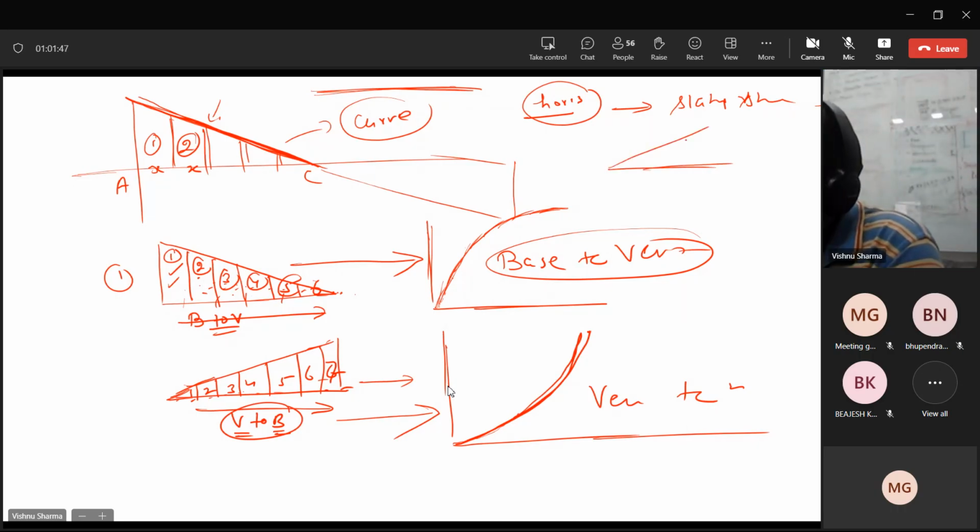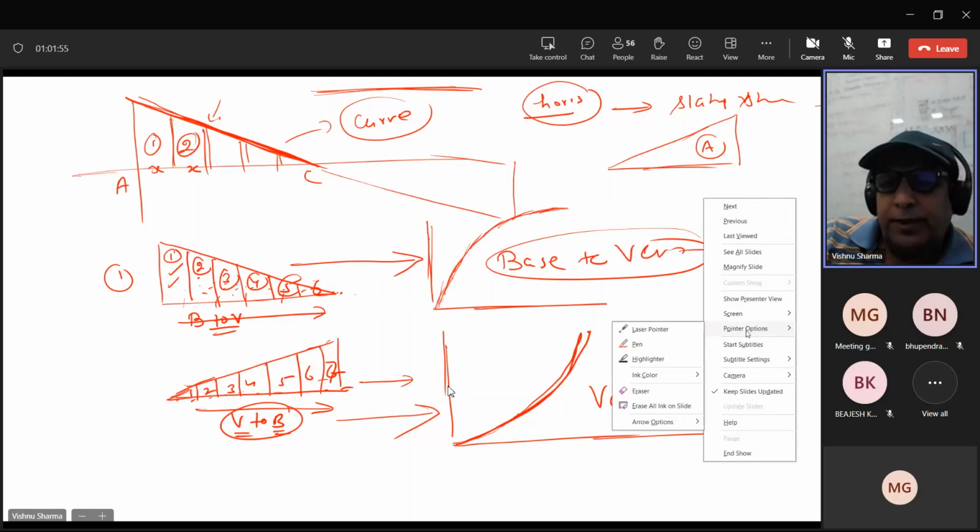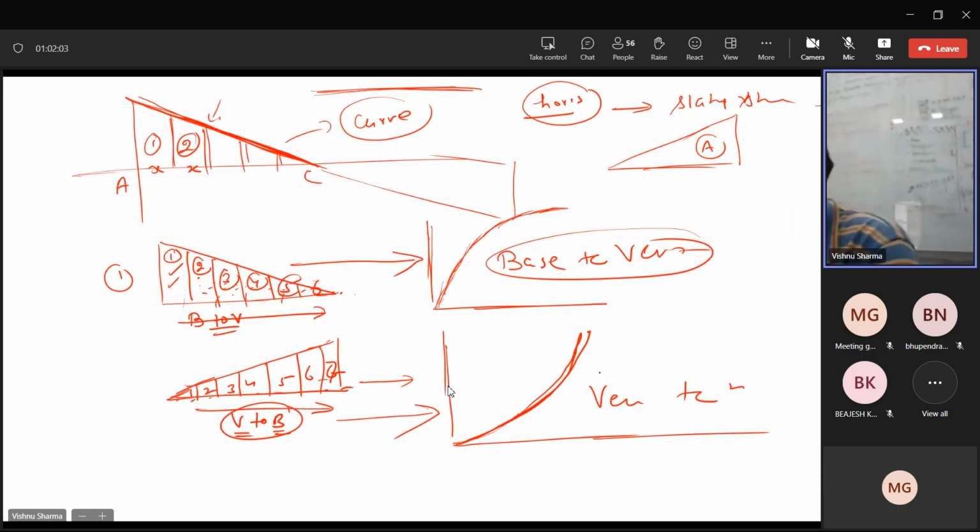Another property of a triangle which you can remember and make use of if you want: if the area of the triangle is A, and you take a midpoint on the base, you can check it with the formula also, it will automatically come, we will not go into that domain. If I take a midpoint, then this divides this A into two areas, A1 and A2.